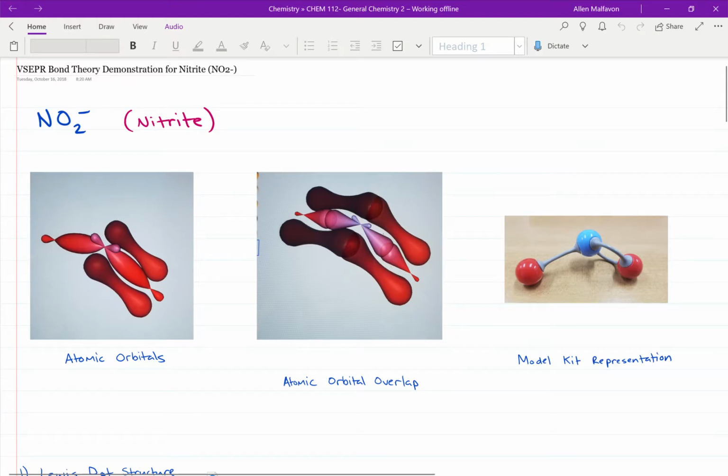Hello and welcome. My name is Alan Malfavon, and today I'll be discussing the Lewis dot structure, the VSEPR bond theory diagrams, the energy diagrams, and the contour diagrams for nitrite, formula NO2-, as part of an assignment for the second semester of general chemistry at Cerritos College.